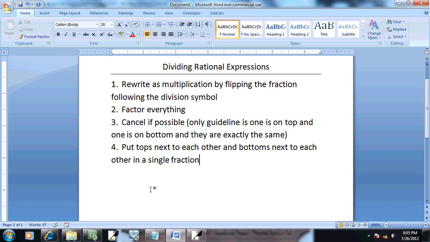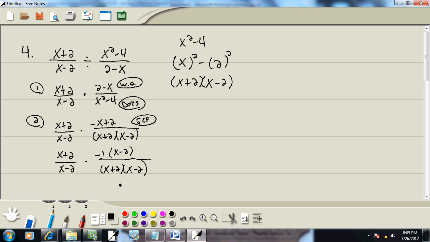Okay, so step 3, cancel if possible. Only guideline is one's on top, one's on the bottom, and they are exactly the same. Well, here's an x plus 2 and here's an x plus 2. So those are going to cancel each other. Here's an x minus 2 and here's an x minus 2. They don't have to be in the same fraction. They can be, but the only guideline is one's on top, one's on the bottom. Now nothing else will cancel.